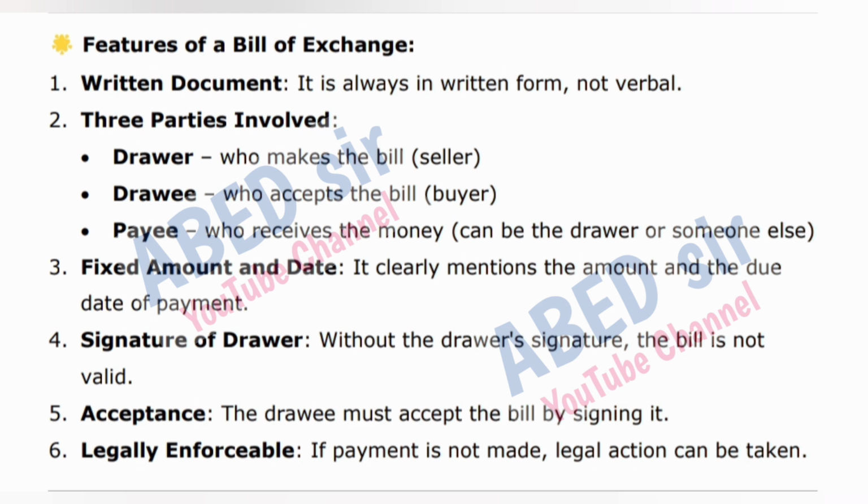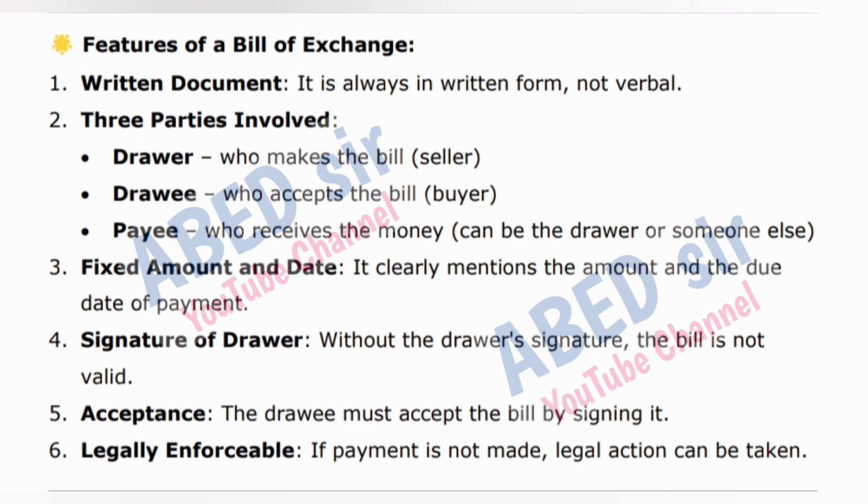Features of a bill of exchange. 1. Written document. It is always in written form, not verbal. 2. Three parties involved. Drawer who makes the bill, seller. Drawee who accepts the bill, buyer. Payee who receives the money, can be the drawer or someone else. 3. Fixed amount and date. It clearly mentions the amount and the due date of payment.